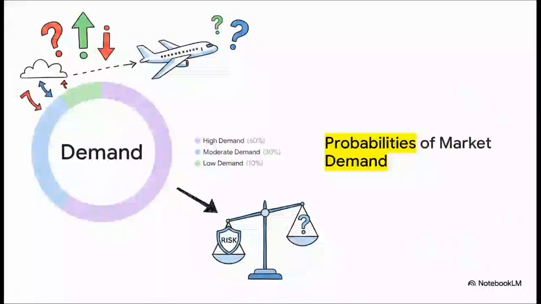This chart perfectly visualizes that risk condition. Say an airline wants to open a new route. They don't know exactly who's going to buy a ticket, but using past data, they might estimate a 60% chance of high demand, 30% for moderate, and just a 10% chance it flops. Because they can estimate these odds, they understand the risks. They aren't totally in the dark. They can make a calculated, informed choice.